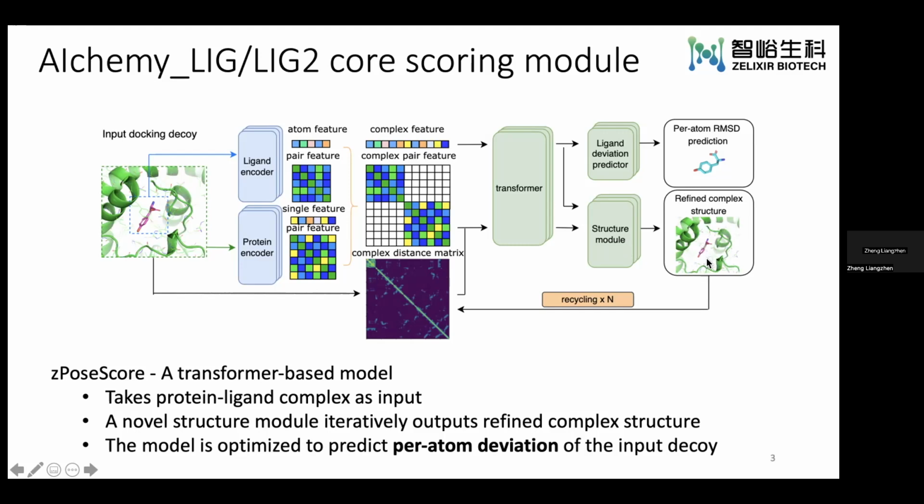For this module, the information is recycled back into the protein contact map and then combined with the previous protein ligand per-atom contact into the transformer. The idea behind the recycling is more or less similar to the AlphaFold2 deep learning model. Although we have the refined complex structure module, it is not used for the final submission. Only the per-atom deviation predictor is used for scoring the ligand pose. So why do we need this refined structure module? With the supervision of this module, the per-atom deviation predictor could be more accurate.